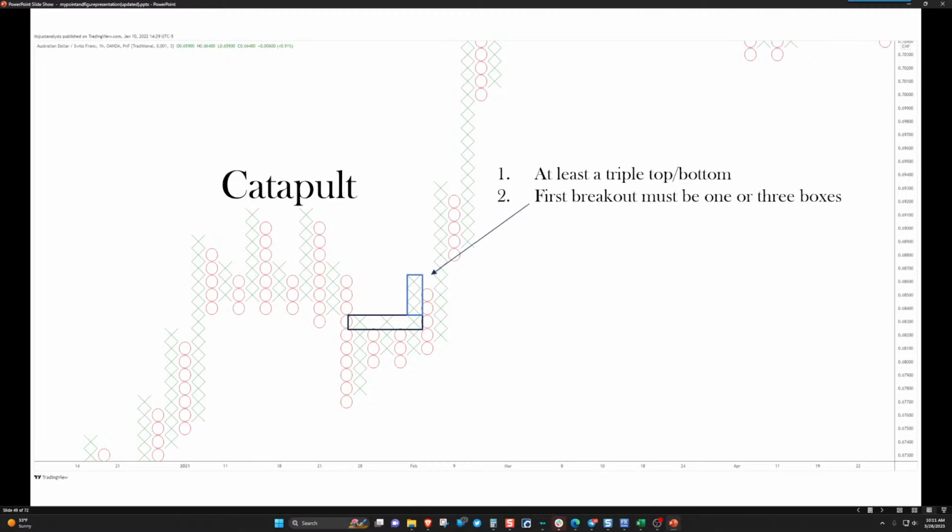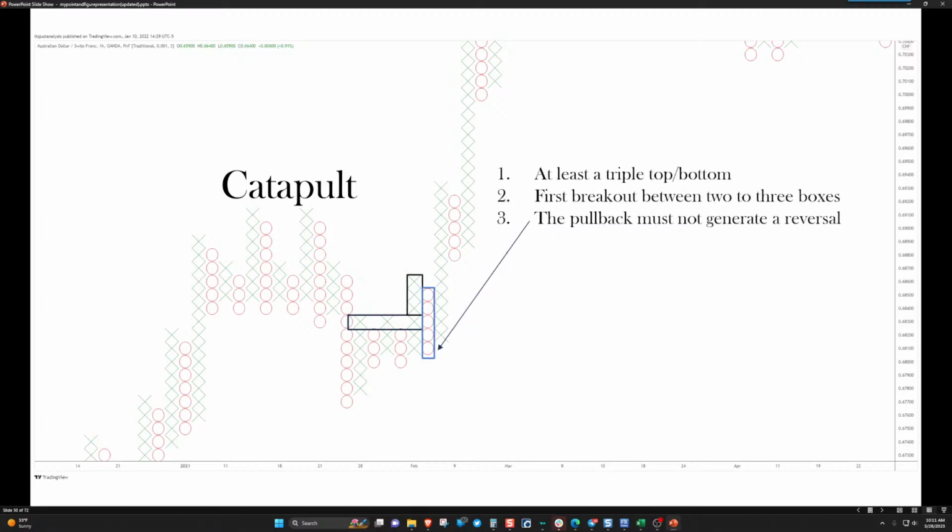Next one is that price has to break out above it, but it can only be between 1 and 3 boxes. 1, 2, or 3 boxes. No more than that. All right. And then we have to actually see it pull back, retrace.